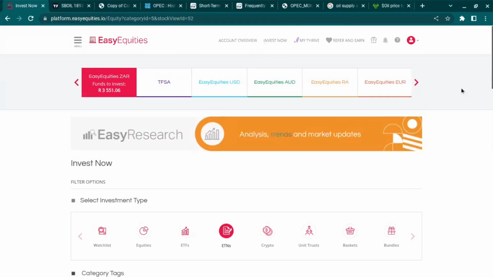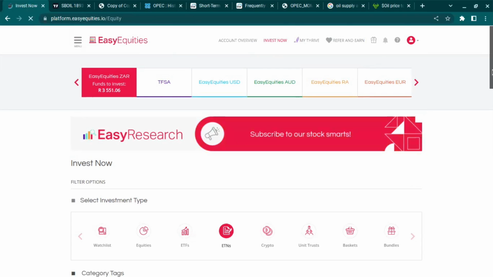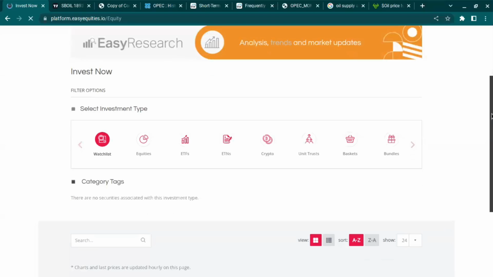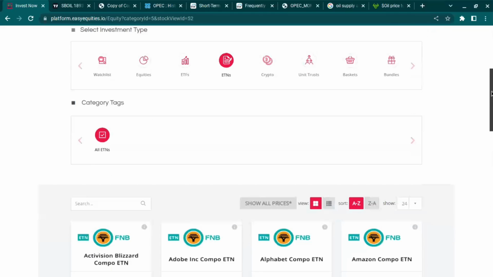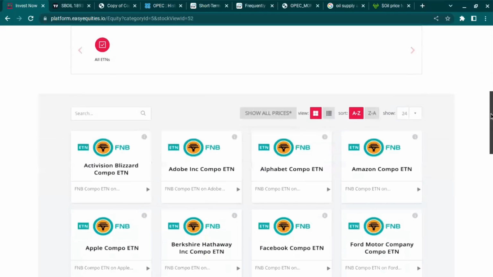So let's go. The way you buy oil on EasyEquities is that you click Invest Now, and then the screen is going to load, and then you click on ETNs. ETN stands for Exchange Traded Note. Basically, an ETN is a contract that tracks the price of another asset. In this case, we are going to be tracking the price of oil.